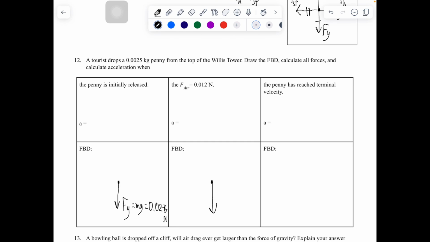And we know that force of gravity is not going to change, right? The mass of the penny stays the same as it's falling. So I'll draw in, oh, pardon my dog. So I'll draw in force of gravity. It's the same at each point in the drop.